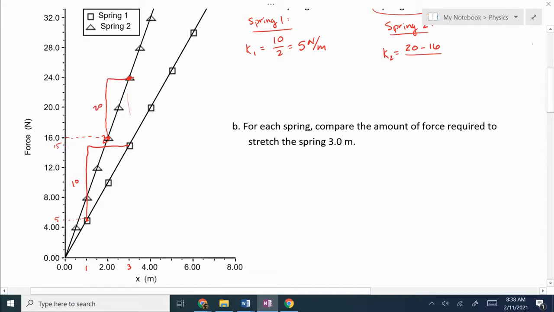Oh, sorry, that's 24. My bad. So it's going to go up 8, right? And over, that's going from 2 to 3. So that's going over 1. Again, that's going to give you 8 over 1, which gives you 8 newtons per meter as your answer.